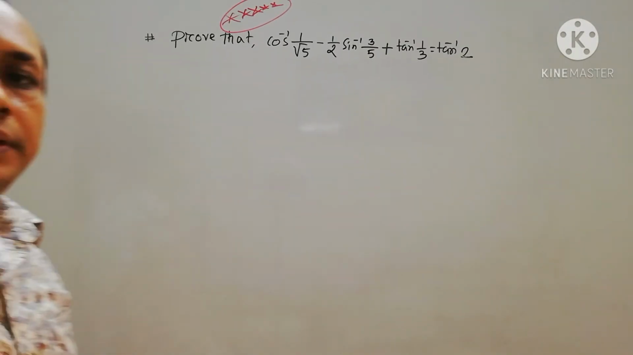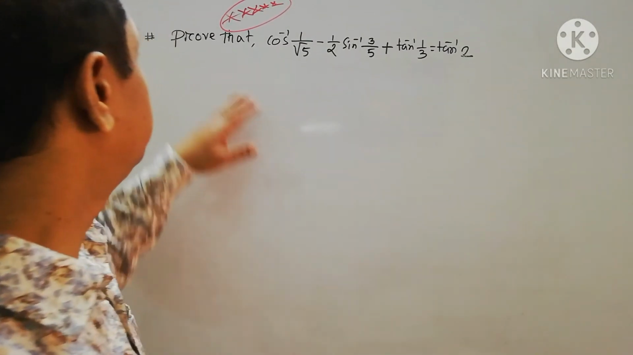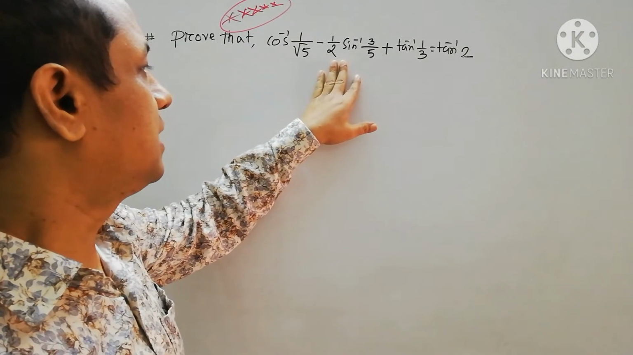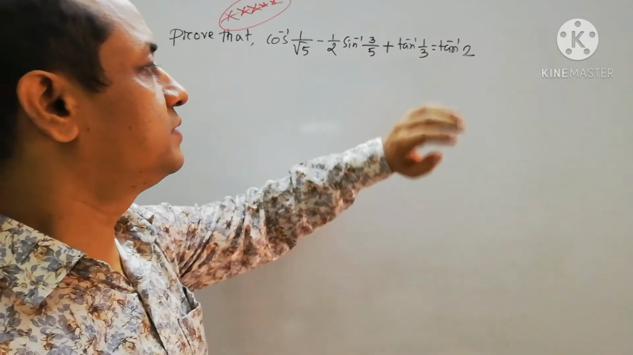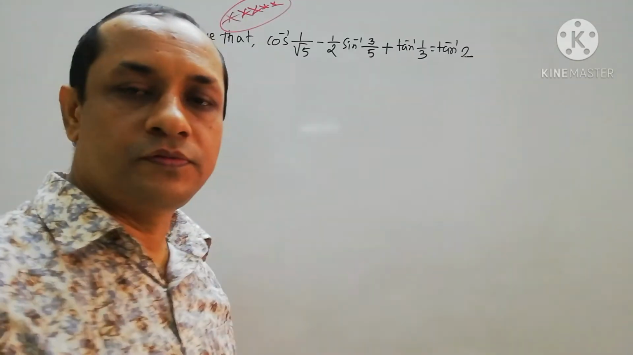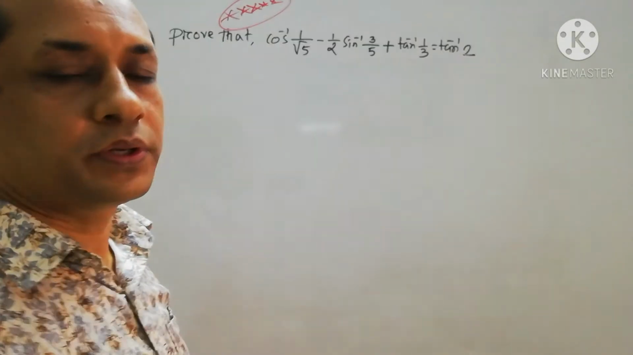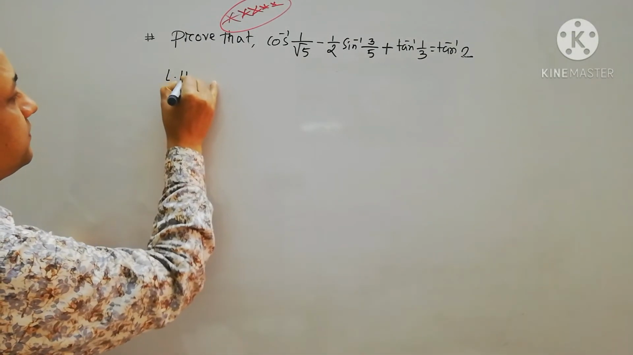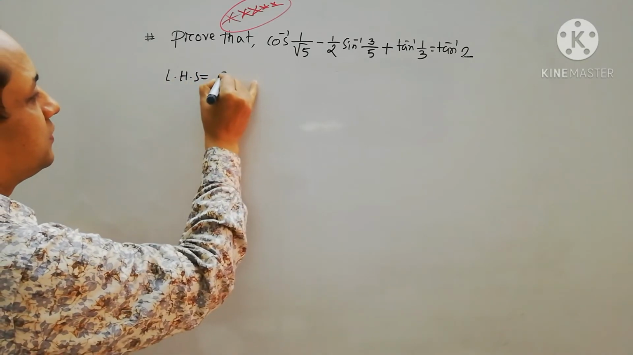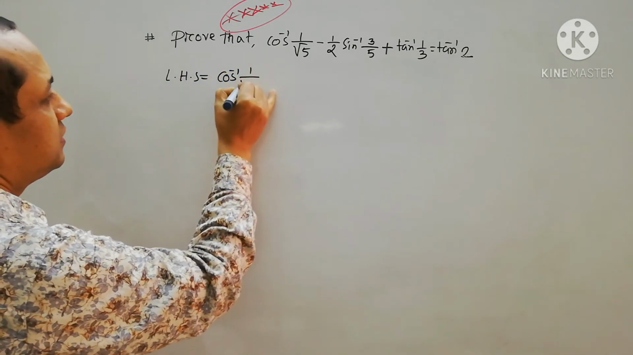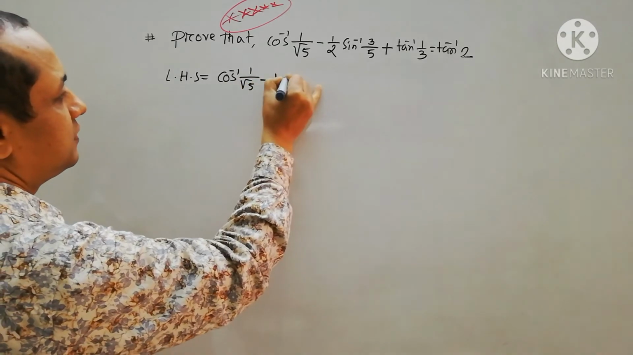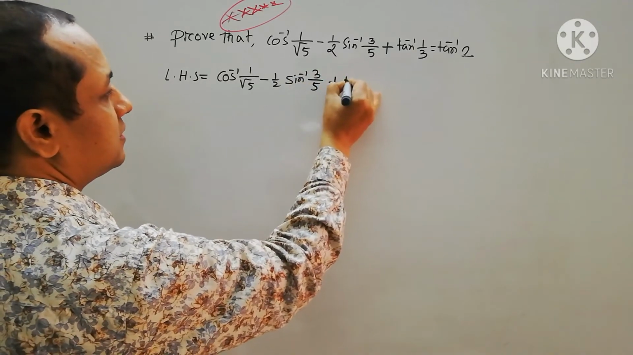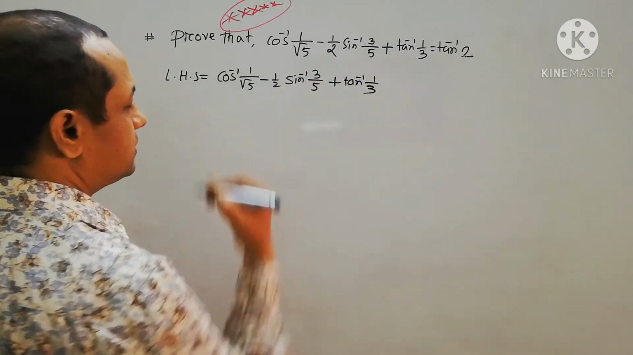Student, next question, here prove that cos inverse 1 by root 5 minus half sin inverse 3 by 5 plus tan inverse 1 by 3 equals tan inverse 1 by 2. It is a very important question for your examination. Now student, here left hand side equals cos inverse 1 by root 5 minus half sin inverse 3 by 5 plus tan inverse 1 by 3.